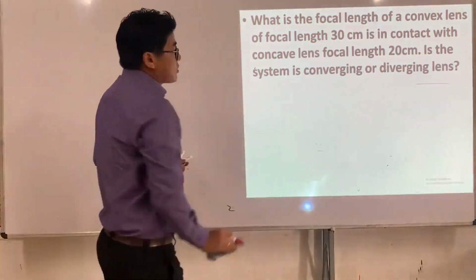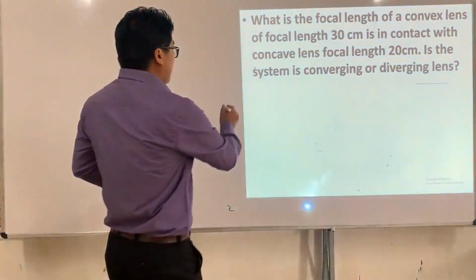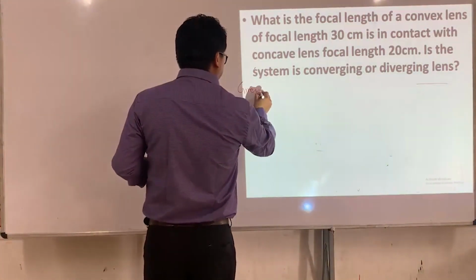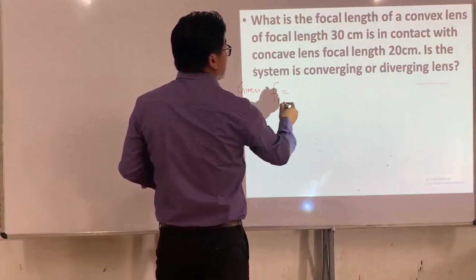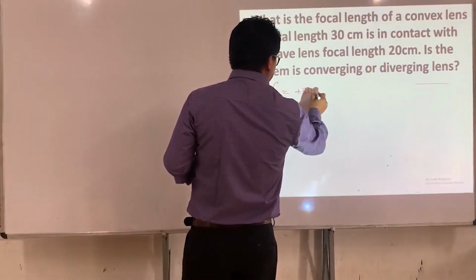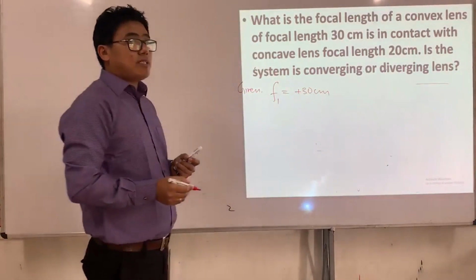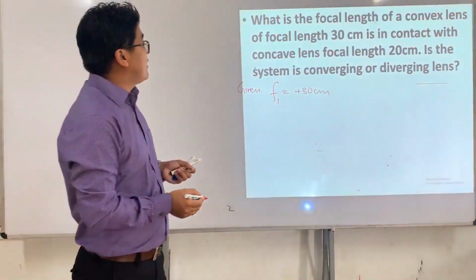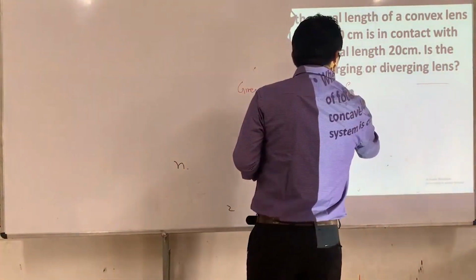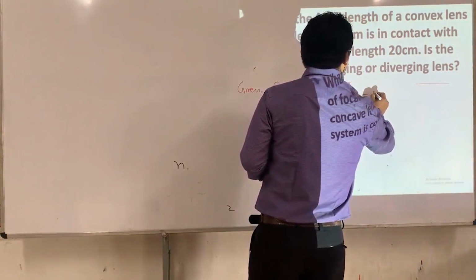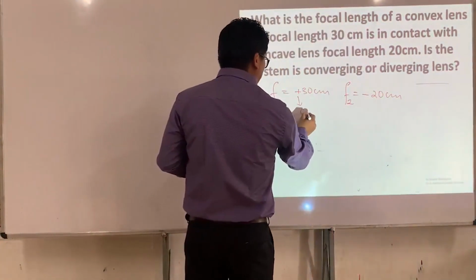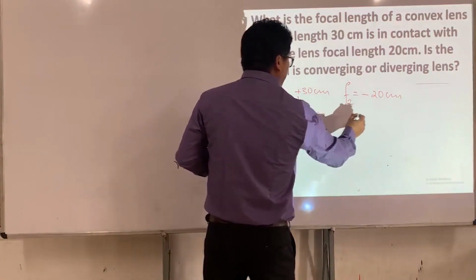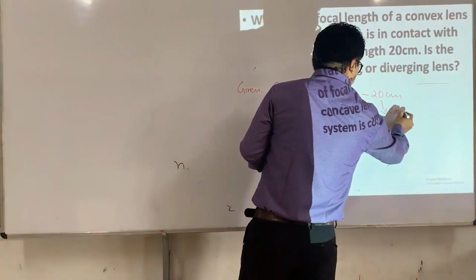Convex lens, I have given here. The first focal length is going to be plus 30 centimeter. Why? Because this is convex. Convex always has a positive focal length. And then the second part is minus 20 centimeter. This is concave. Let's say this is convex, and this is concave.